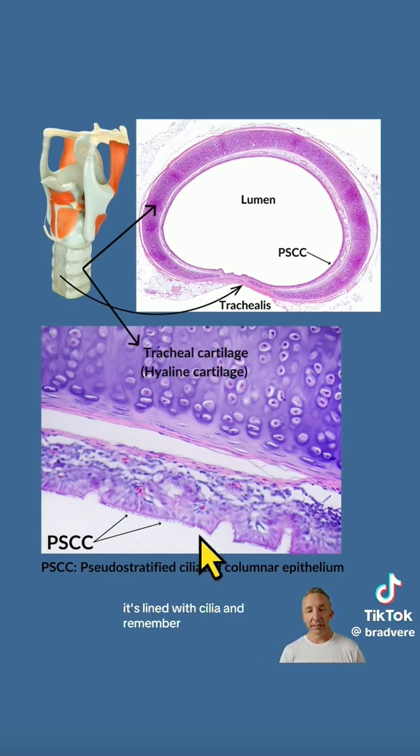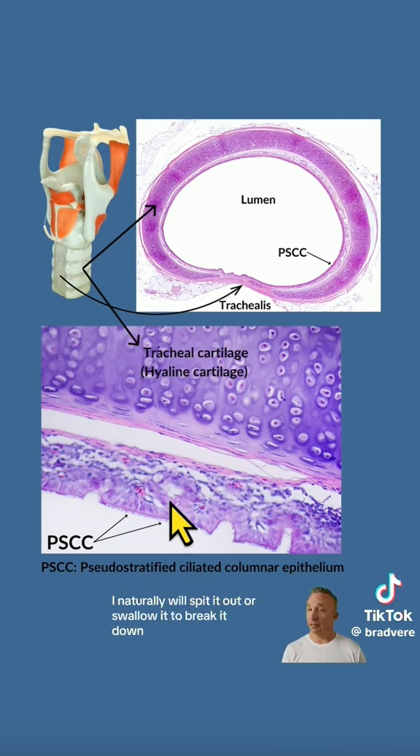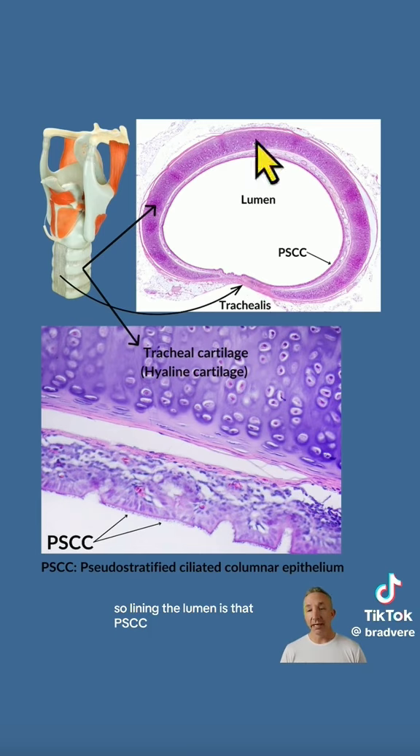It's lined with cilia, and remember within it I have goblet cells or mucus cells to produce mucus. So as I trap the stuff I breathe in, I naturally will spit it out or swallow it to break it down, and we see it build up when we're sick. So lining the lumen is that PSCC.